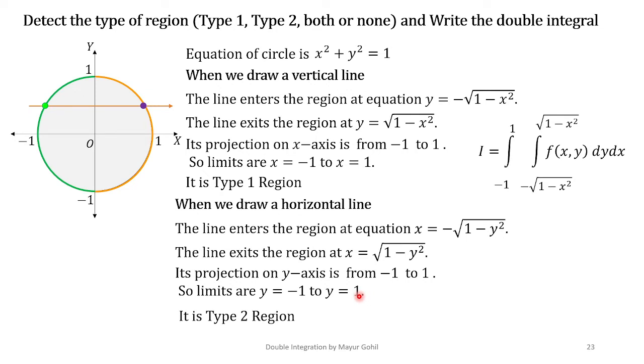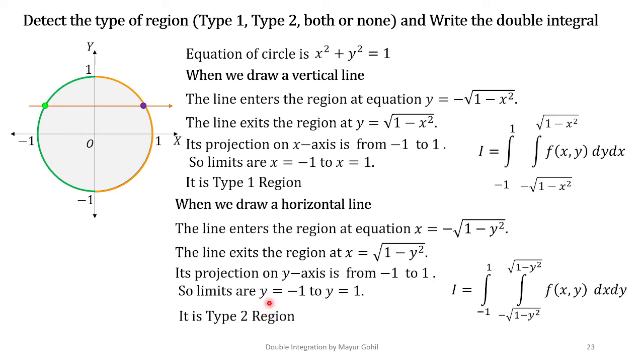So this is a type 2 region, and the double integral for this shall be written in this manner. The innermost integral has the limits minus square root of 1 minus y square to positive square root of 1 minus y square, and the outermost integral has the projection limits for y, that is -1 to 1. Remember the order here: because we have drawn a horizontal line, the order is going to be dx dy, because it is a type 2 region.